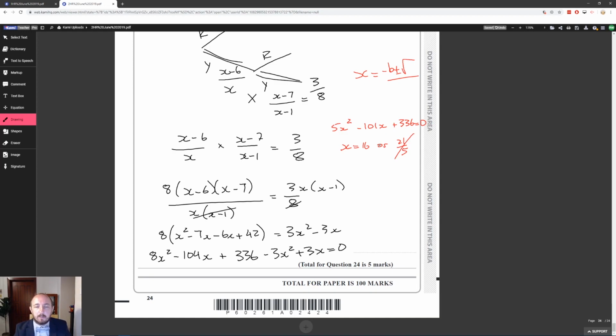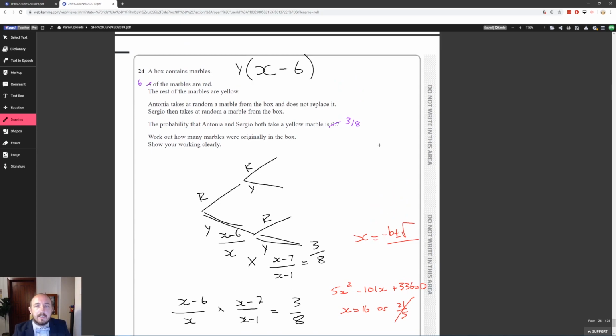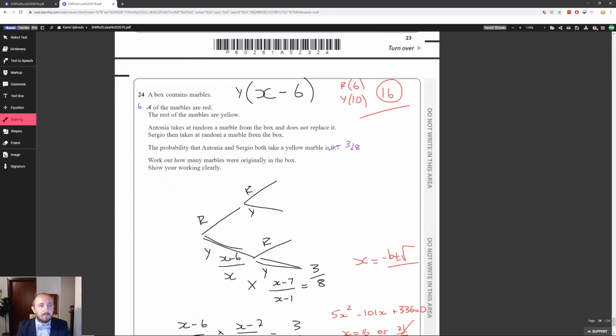So the total number of marbles that we have, we now know that x is 16, so 6 are red, 10 are yellow, because they add up to the 16 in total for x. Work out how many marbles are originally in the box, so that would be x, 16.